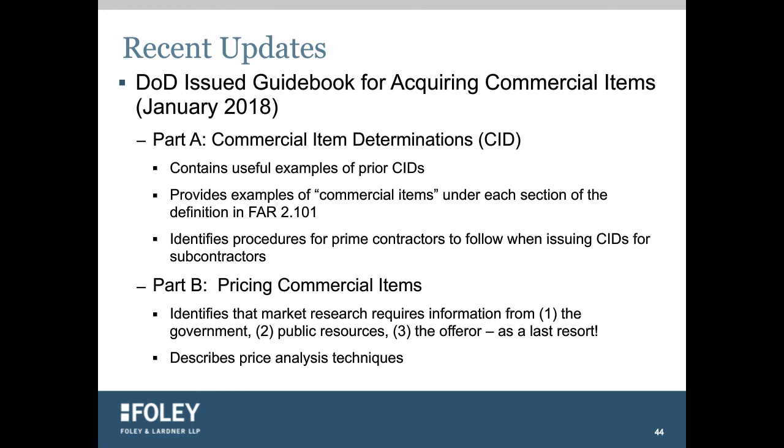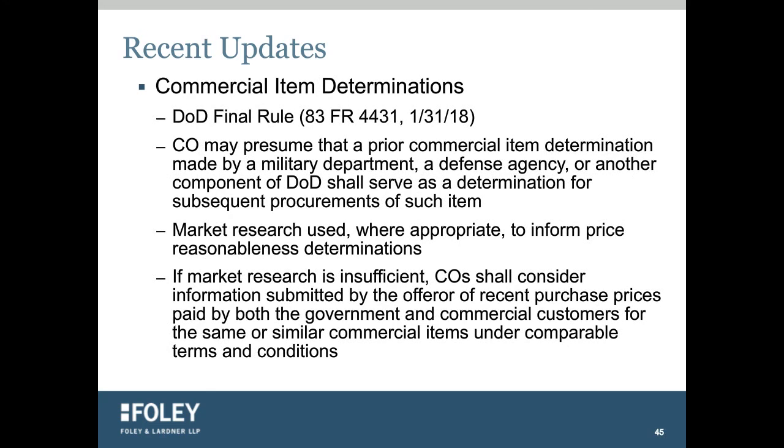The Department of Defense issued a final rule on January 31st of 2018 that says a contracting officer may presume that a prior commercial item determination from the Department of Defense can serve as a commercial item determination for future procurements. The problem is the Department of Defense does not share information, and they came up with this portal where commercial item determinations are supposed to be put up, and if you've ever looked at it, it's pretty sparse. So this is an incentive: if you know that the Department of Defense has already determined your product is a commercial item under a prior procurement, that should be enough to get the subsequent procurement to also be a commercial item.